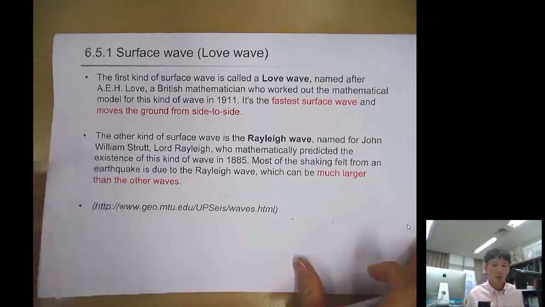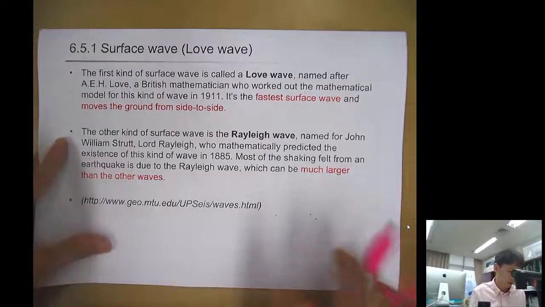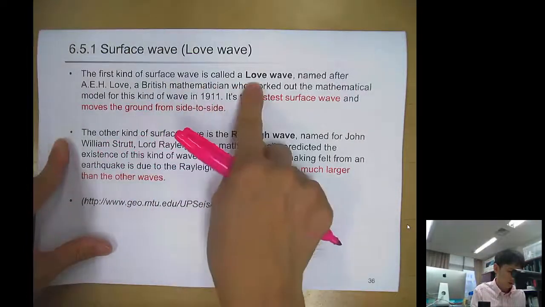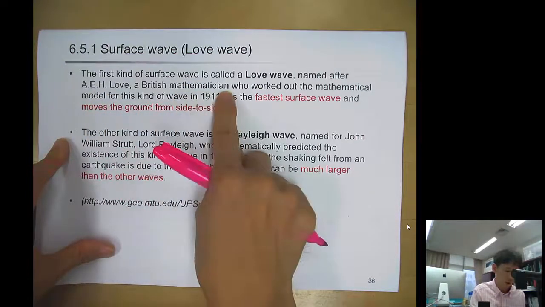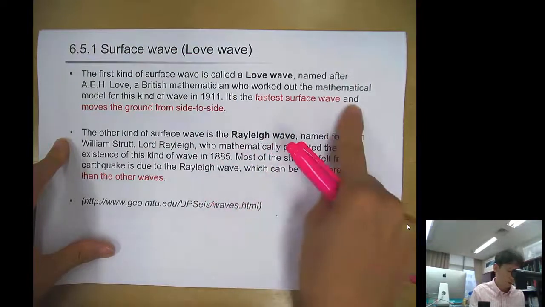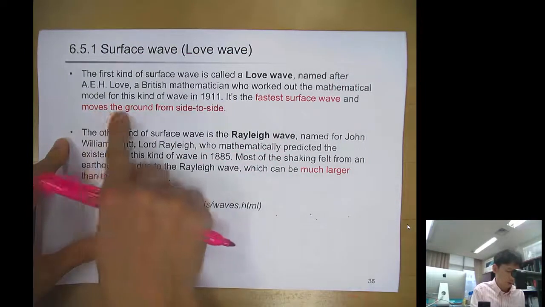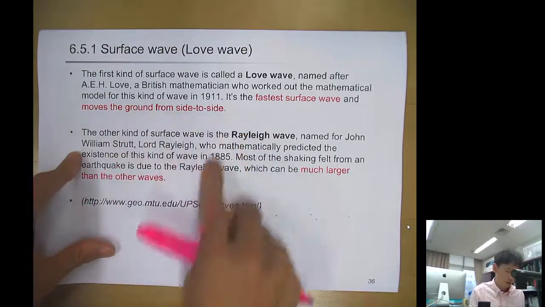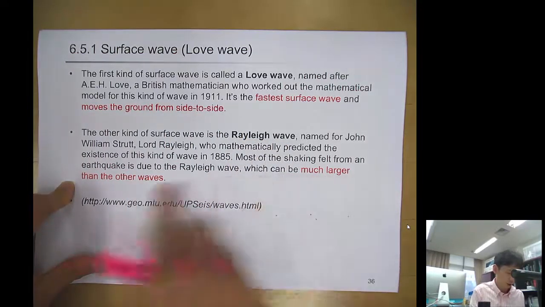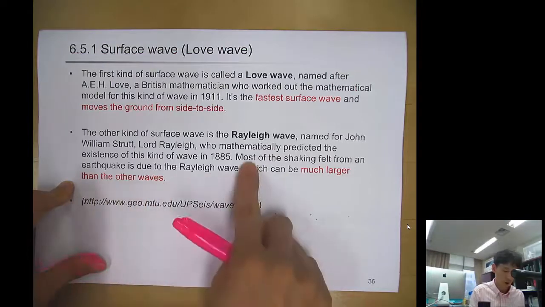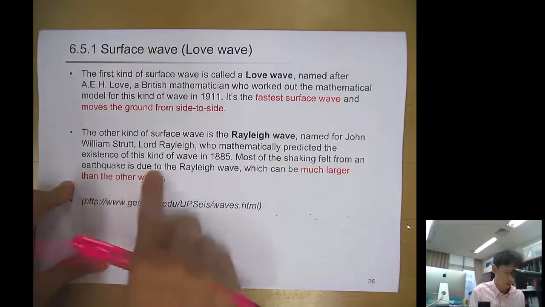The other type of surface wave is the Love wave. This is the first kind of surface wave, named after A.E.H. Love, a British mathematician, and it is the fastest surface wave, and it moves the ground from side to side. The other one is the Rayleigh wave. Its energy is much larger than the other waves. So most of the shaking felt from an earthquake is due to the Rayleigh wave.